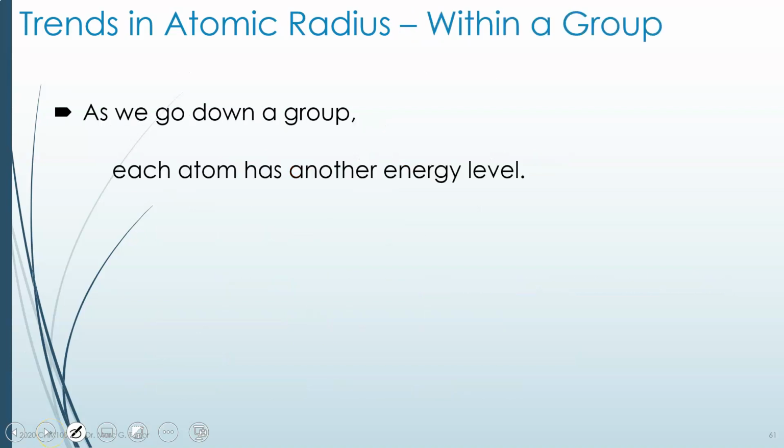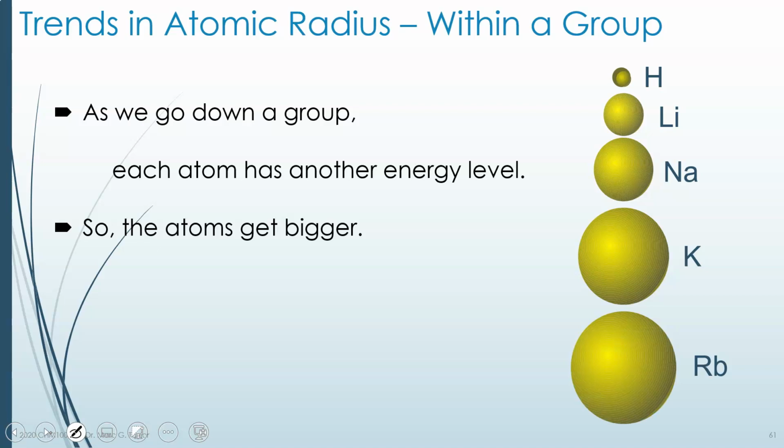So let's look at this in terms of the two different factors. As we go down, we add a new energy level. So if you look at the first group, group 1, hydrogen, lithium, sodium, that's Na, potassium, that's K, rubidium, cesium, francium, down the row, as you go down the columns, in other words, down the group, you add huge volumes of space every time you add a new energy level to that atom.